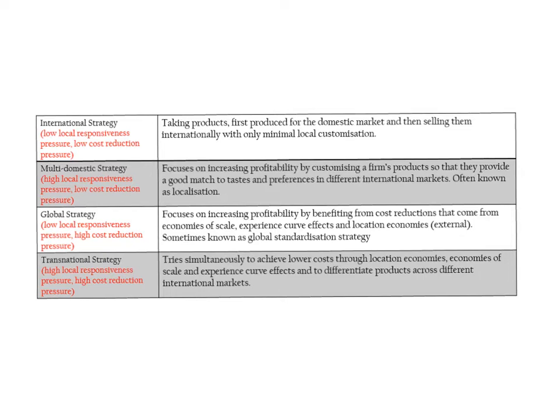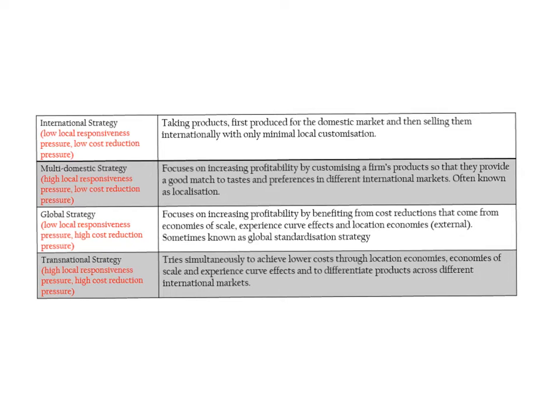Multi-domestic strategy focuses on increasing profitability by customizing a firm's products so they provide a good match to taste and preferences in different international markets. Again, often known as localization. I prefer the term globalization, especially if we're looking at internationalism. Remember, that means thinking locally, acting globally. Global strategy focuses on increasing profitability by benefiting from cost reductions that come from economies of scale, experience curve effects, and again, economies of agglomeration, so external economies of scale.